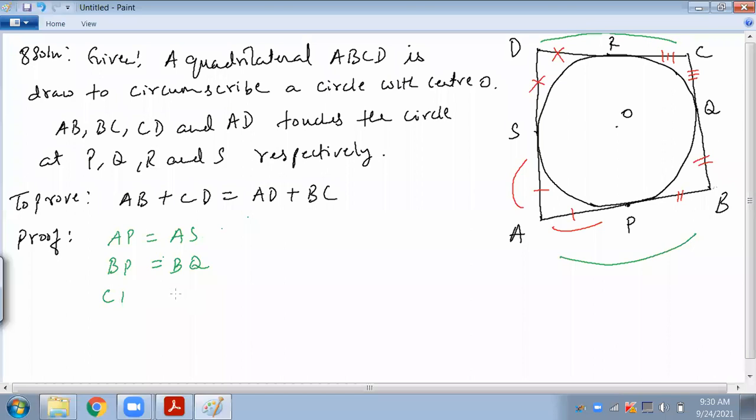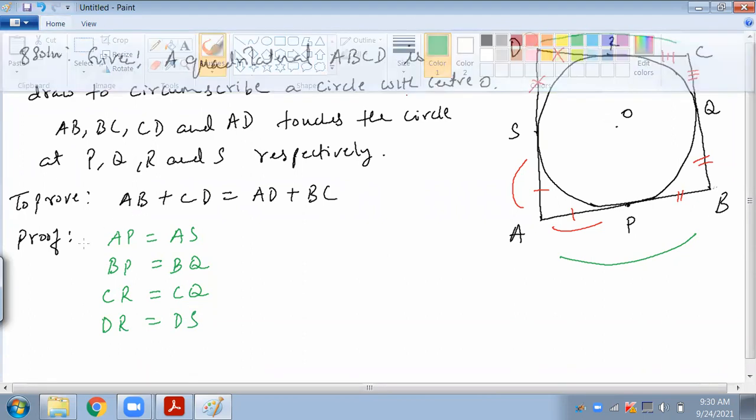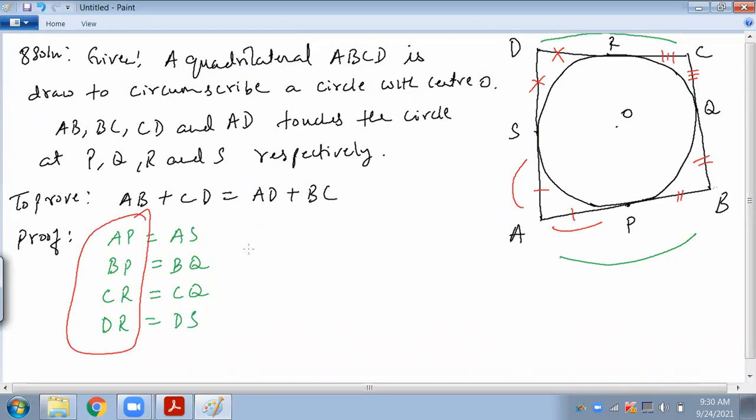We know CR will be equal to what? CQ. And DR will be equal to what? DS. So all the parts of AB, that is AP and BP, and all the parts of CD, that is CR and DR, I'm keeping on the left. That one you have to keep in mind to do this problem, otherwise you'll not get the answer. We'll mark them 1, 2, 3, 4.